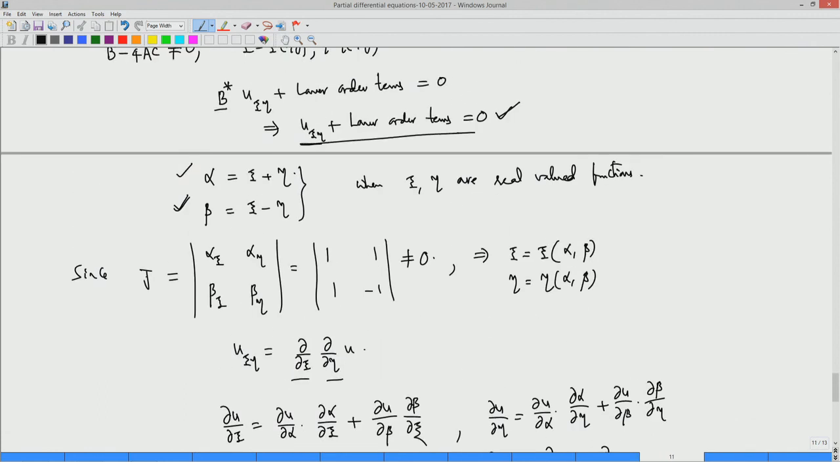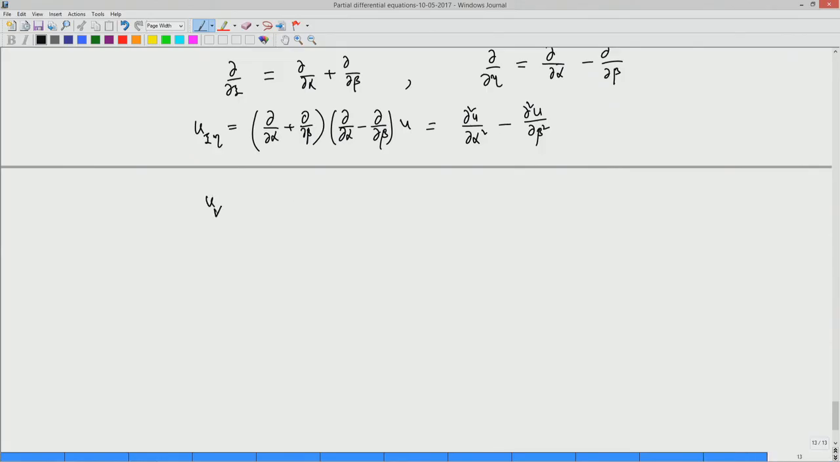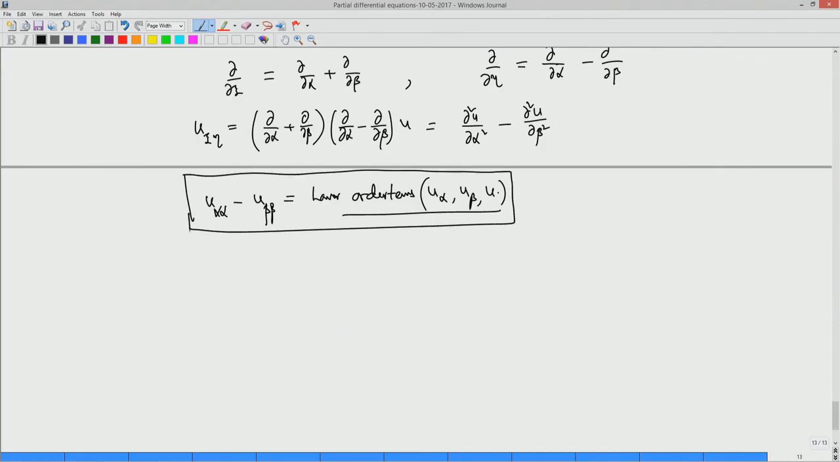So your canonical form, this is now your equation. In terms of the new variables, u_ξη becomes this one. So you have u_αα minus u_ββ equal to lower order terms. Lower order terms here means terms in u_α, u_β, u, which are functions of α and β. So this is another canonical form for hyperbolic, the hyperbolic canonical form.